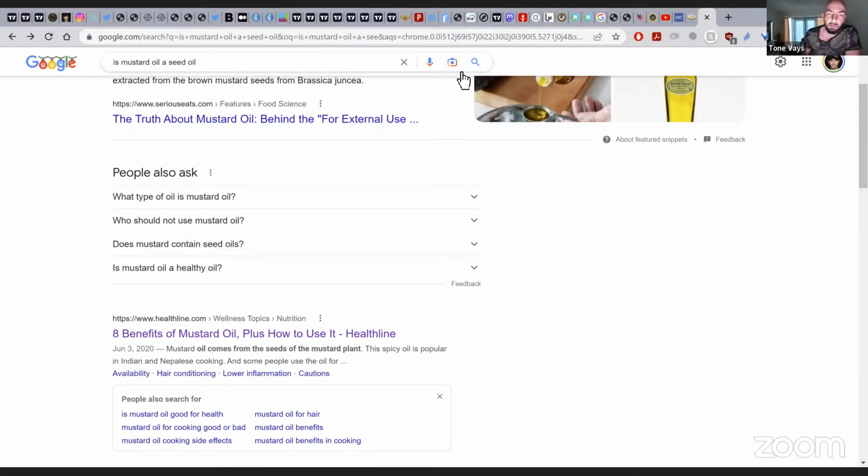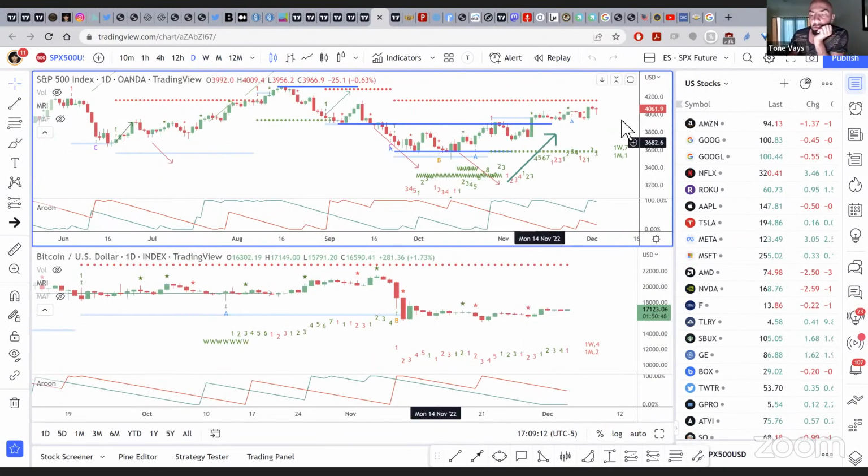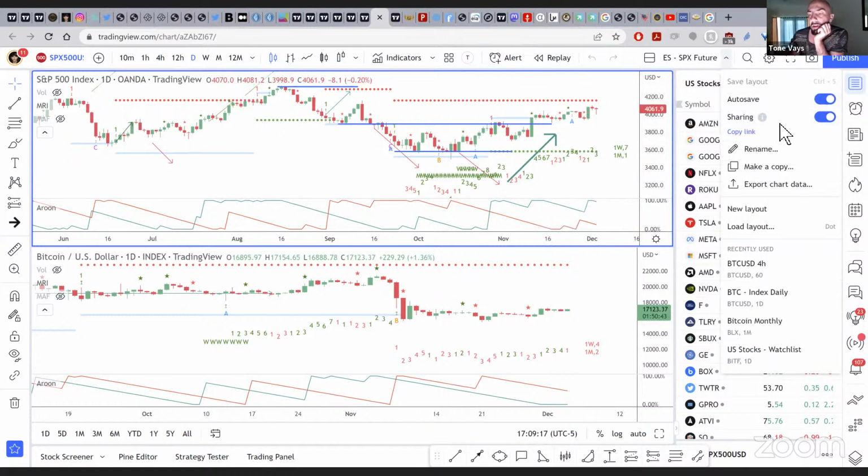Can I look at a Bitcoin dominance chart? I don't see how useful that chart is. The Bitcoin dominance chart doesn't mean anything because there's 5,000 shitcoins.